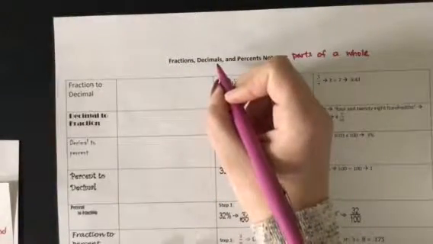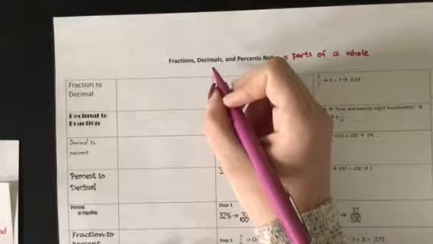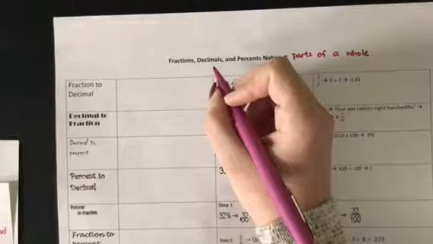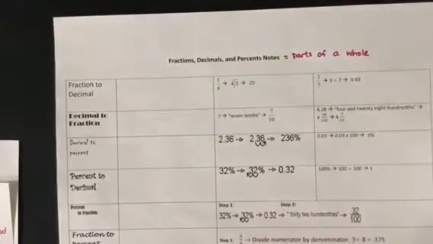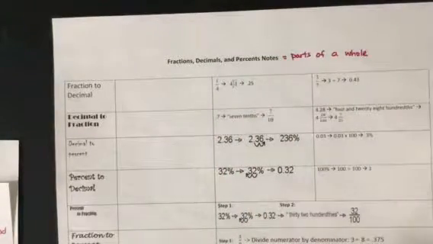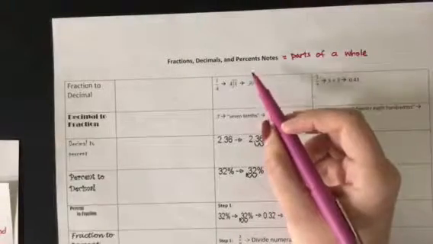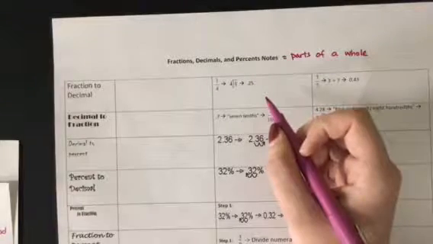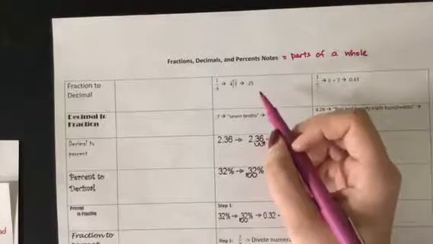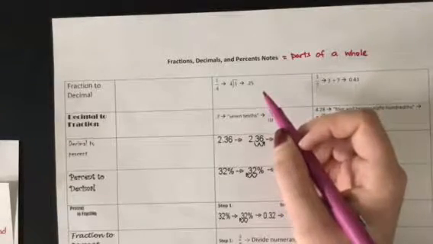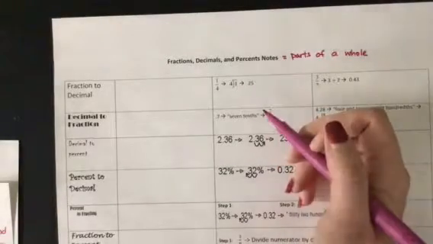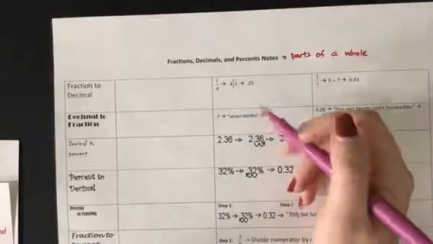Decimals, we can think of decimals as parts of wholes as well. The best example that I know of a decimal part of a whole is money, right? 50 cents is part of a dollar, 25 cents is part of a dollar, and we write those as decimals. Percentages are also part of wholes, and the whole in a percentage is always 100. So it's part of 100. So our grades are always 90%, 90 out of 100 points.